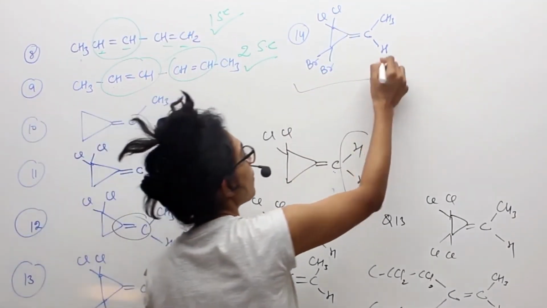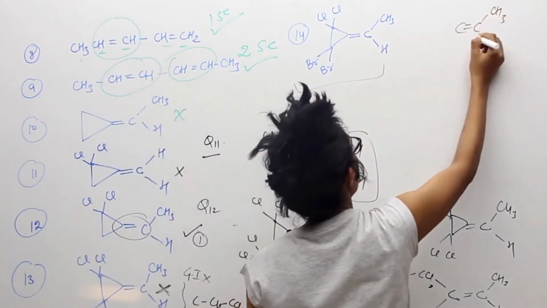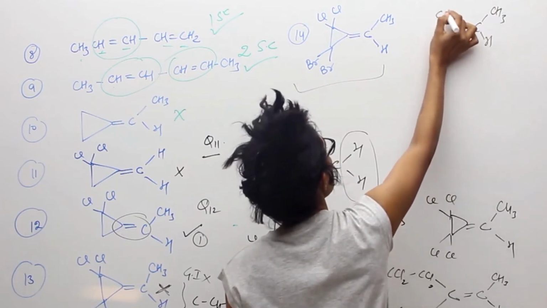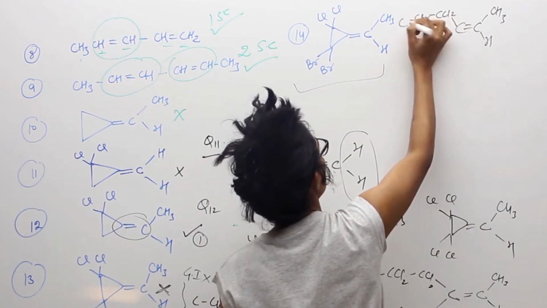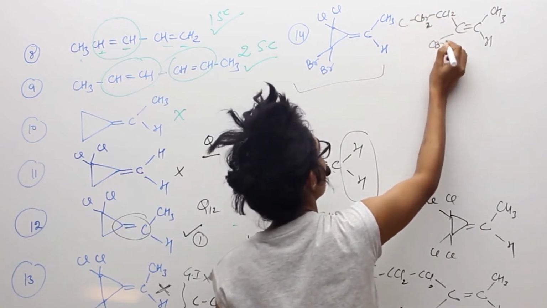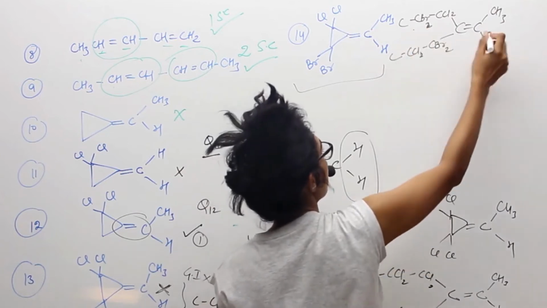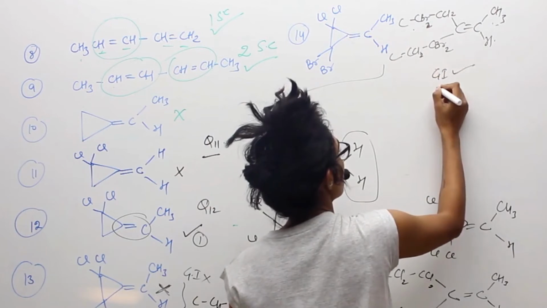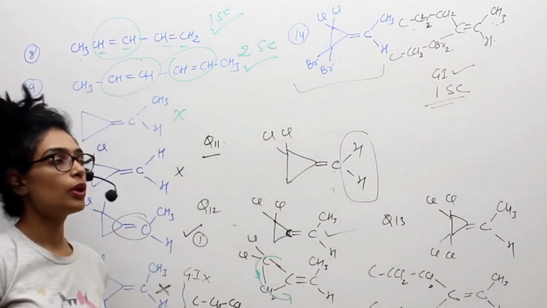Come to this one. If I open this chain, it will be CH3 here, hydrogen here, it will be CCl2, CBr2 and then carbon. Here it will be CBr2, CCl2 and then carbon. These two chains are different, hence it will show GI. It will have one stereo center. I hope you have got it.